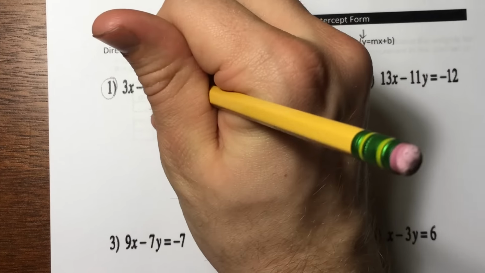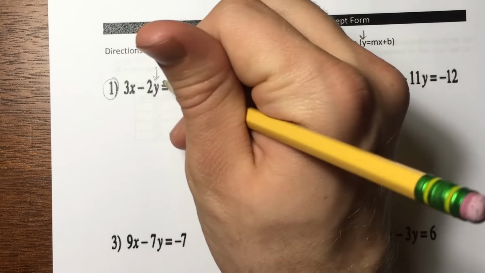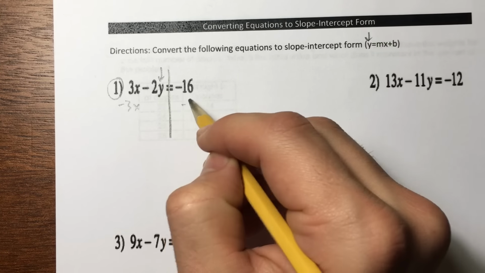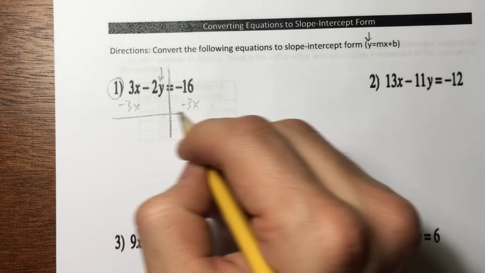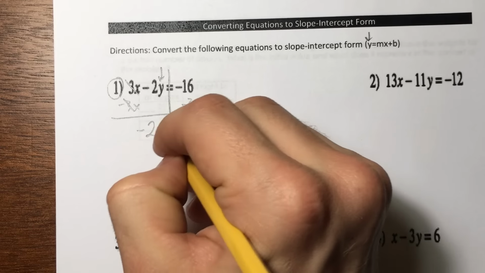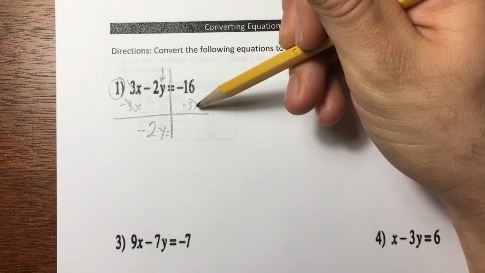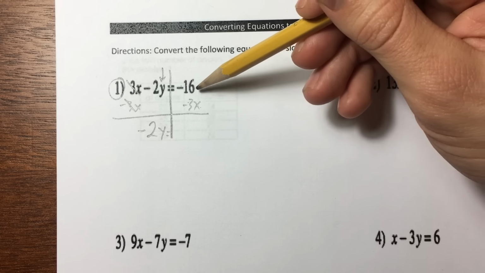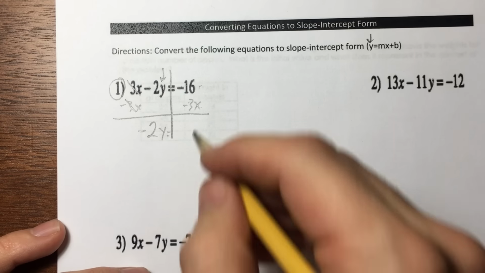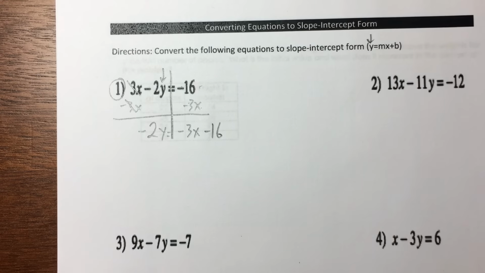In number 1, I see our y value is right here. I always like to draw this little arrow just so that I know what I want to get by itself. So the first thing I'm going to do to both sides is subtract 3x. This will get rid of this term. So on the left, we'll be just left with negative 2y. Now on the right side, I have a negative 16 minus a 3x. Notice that this has a variable and this does not. They are not like terms, so we can't combine them. So we'll just take both of these down, write it as negative 3x minus 16.